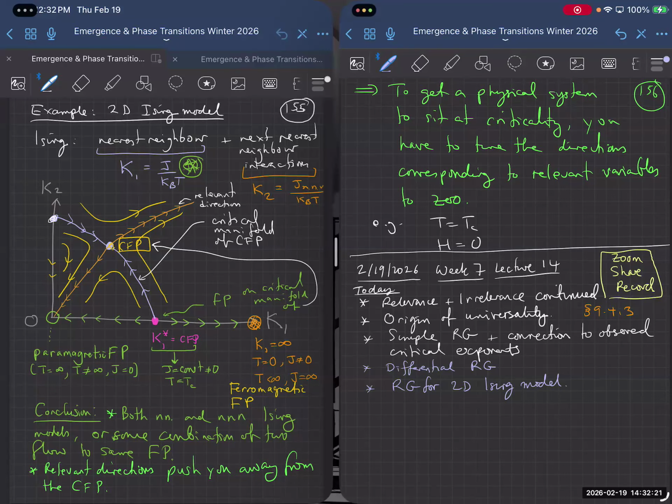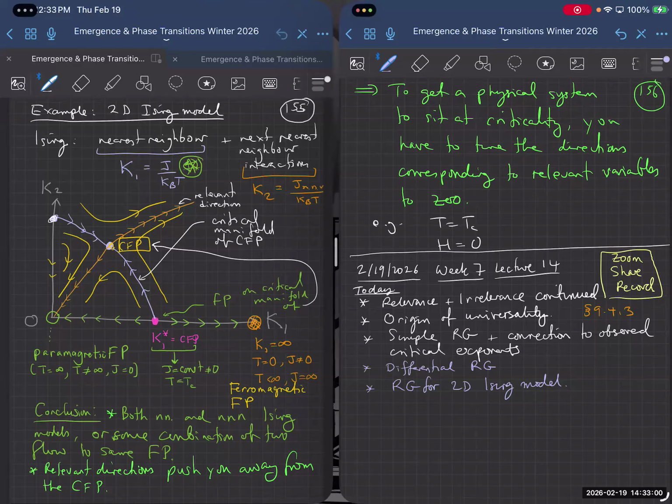All right. So last time we talked about the renormalization group flow diagram, at least in conceptual terms, and we talked about critical fixed points. We talked about relevant and irrelevant directions. I showed you without demonstration what the flow diagram would look like for an Ising type system, a system with nearest neighbor interactions, but also next nearest neighbor interactions.